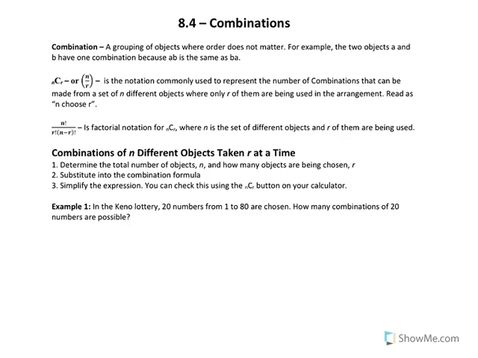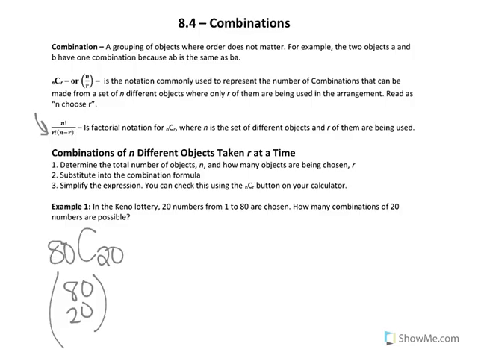So in the Keno lottery, 20 numbers from 1 to 80 are chosen. How many combinations of 20 numbers are possible? It doesn't matter what order they get drawn in, it just matters that it was drawn. So we would do 80, and we're going to do choose 20. Another way to write it is 80 over 20.